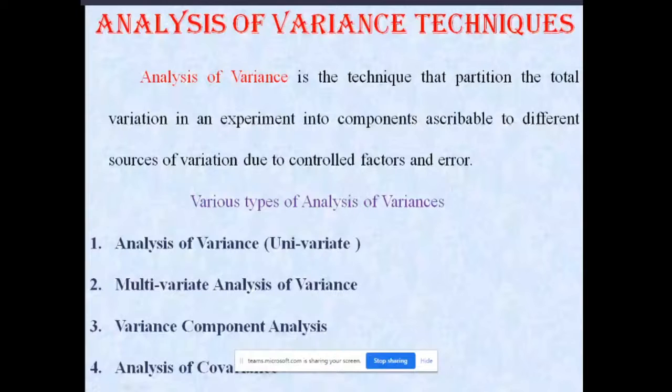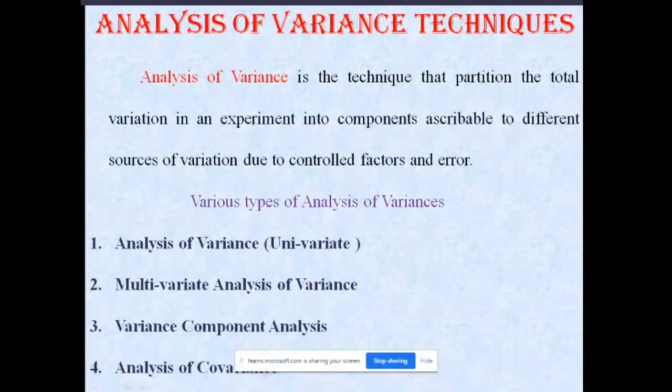Analysis of variance for univariate, analysis of variance for multivariate, analysis of variance for random components called variance component analysis, and analysis of variance if some covariate is also observed, that is called analysis of covariance. Okay, so these are all called analysis of variance techniques.